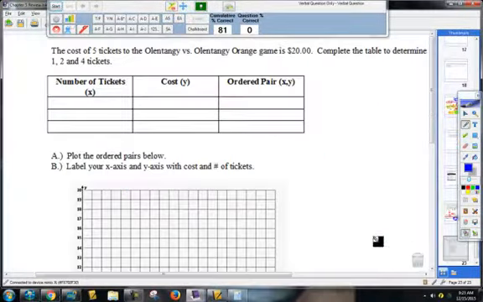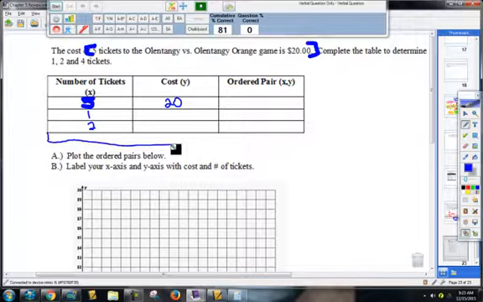Okay? All right. The cost of 5 tickets to the Old Tangy versus Old Tangy Orange game is $20. Okay, is that a fake ratio? Yes. So when I'm filling out my table, can I start with that? Absolutely. I know that that's going to be 5 tickets, and that's going to cost $20. Okay. Complete the table to determine 1, 2, and 4 tickets. So maybe 1, 2, and then let's just add on another row here, right? And that's going to be 4 tickets.